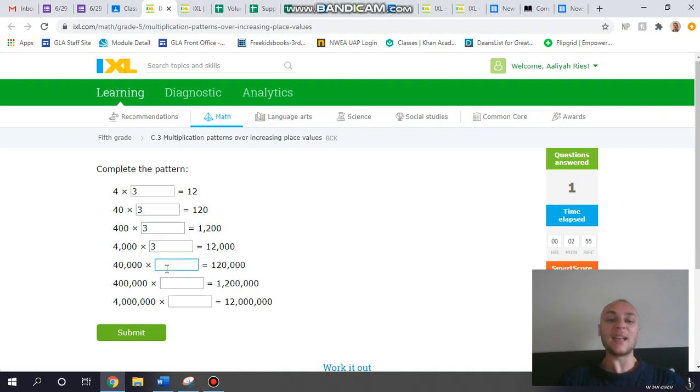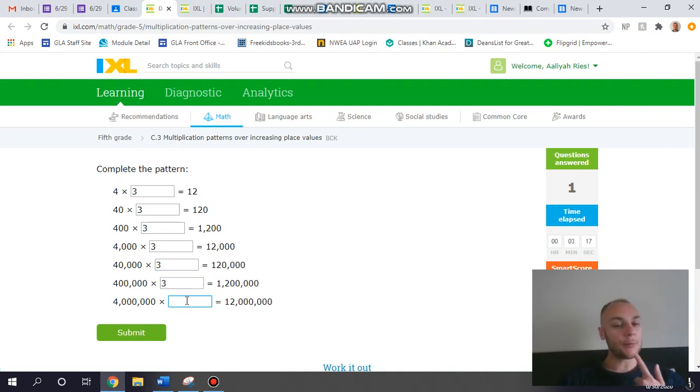Let me explain it in a different way. 120,000 has 1, 2, 3, 4 zeros. How many zeros does 40,000 have? 1, 2, 3, 4. Since we already have that amount of zeros, we just multiply by 3 because we know 3 times 4 equals 12.